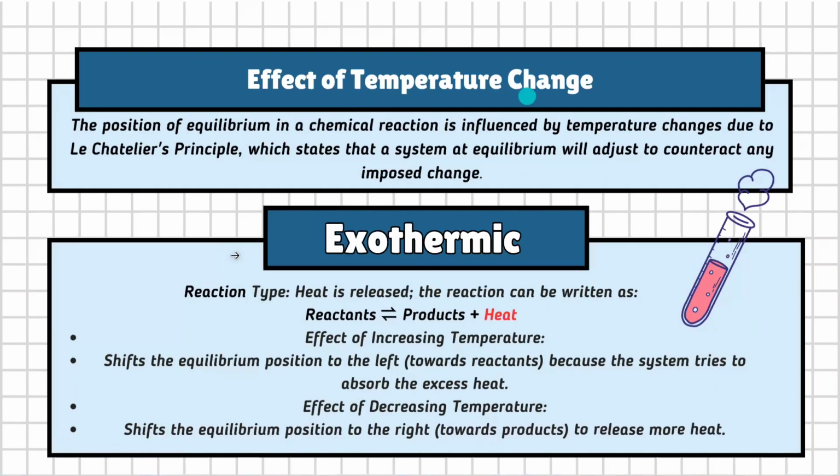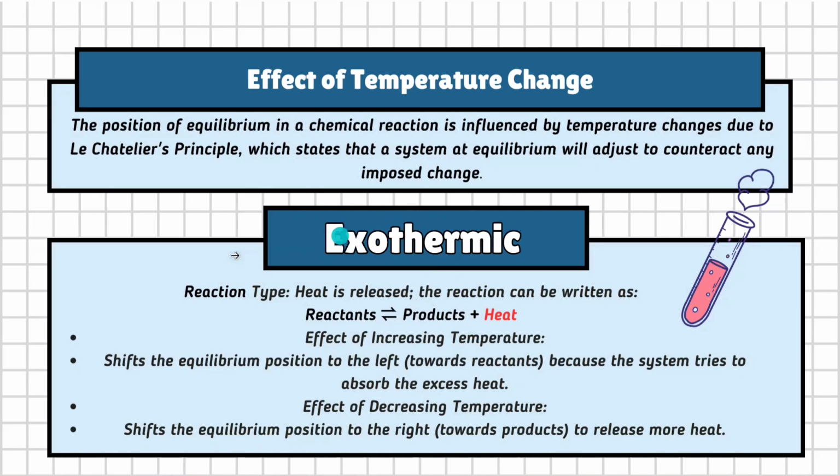And the effect of temperature on the position of equilibrium. The position of equilibrium in a chemical reaction is influenced by temperature changes due to Le Chatelier's principle, which states that a system at equilibrium will adjust to counteract any imposed change. So this all depends upon whether our reaction is exothermic or endothermic.